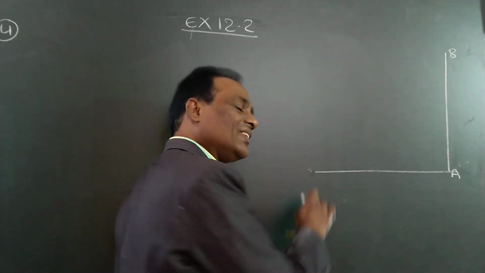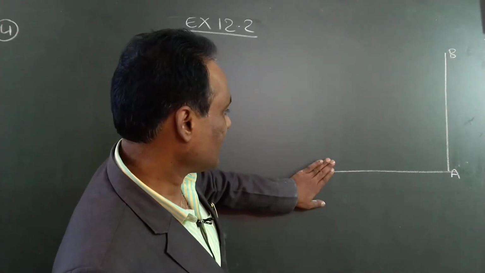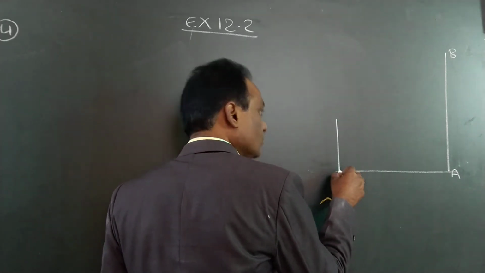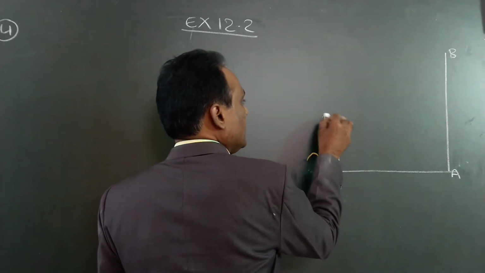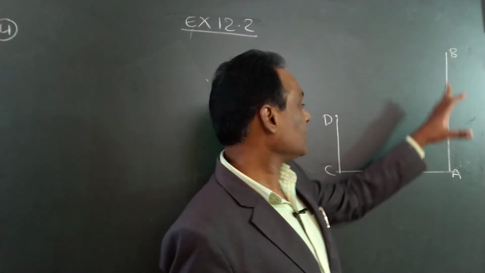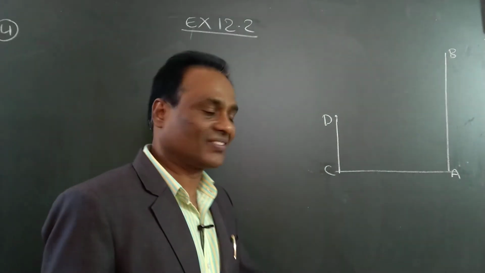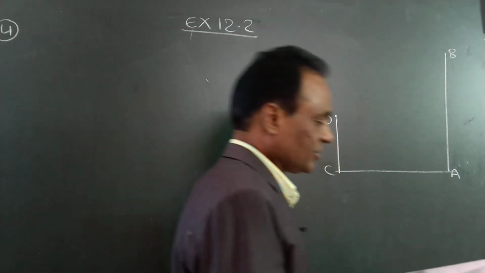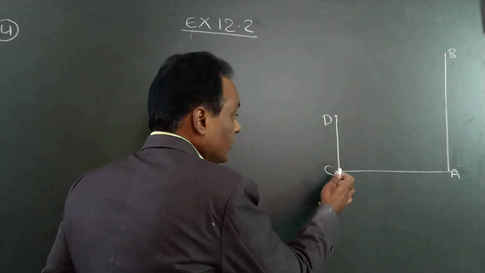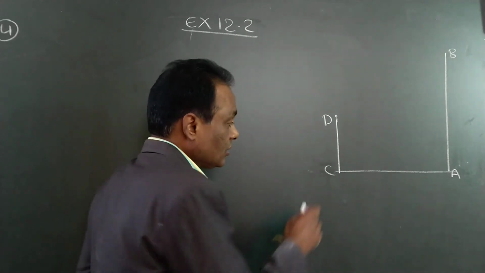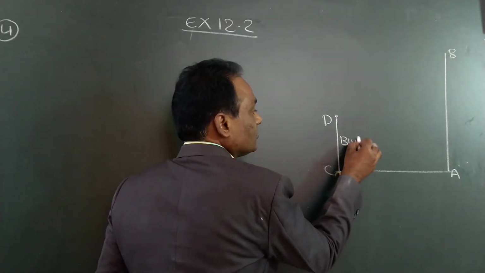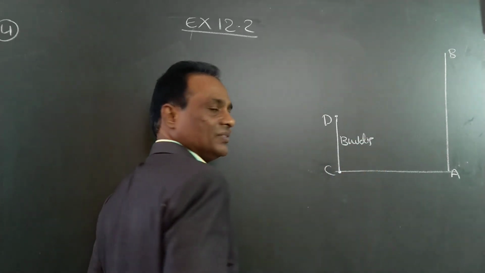Now, there is a building. Say this is the building. Say for example CD is the building. There is a cell tower, there is a building. Next, see here. See the question. From the top of the building, CD is the building, no? This is the foot of the building, this is the top of the building, this is the building.